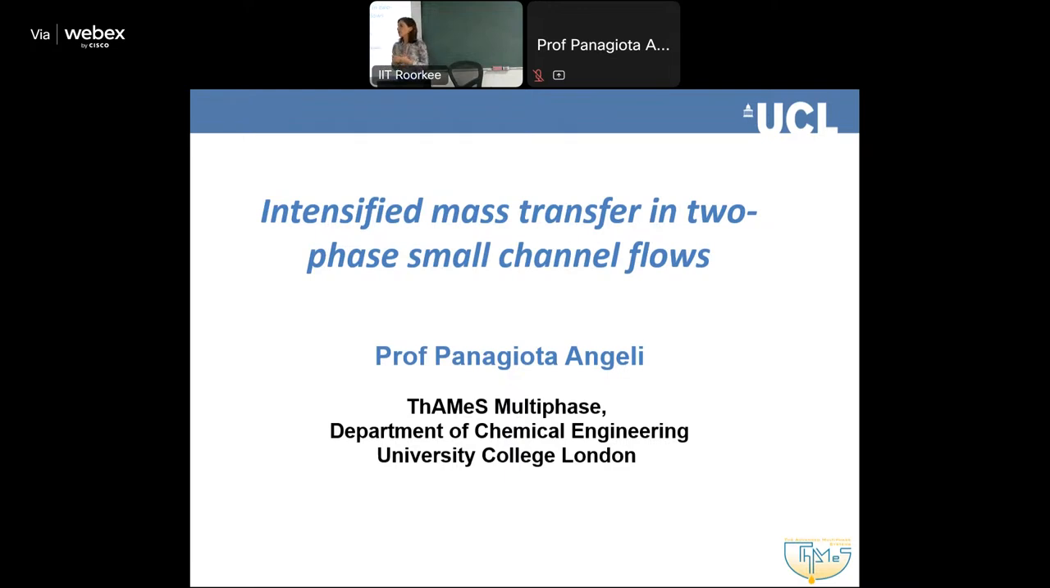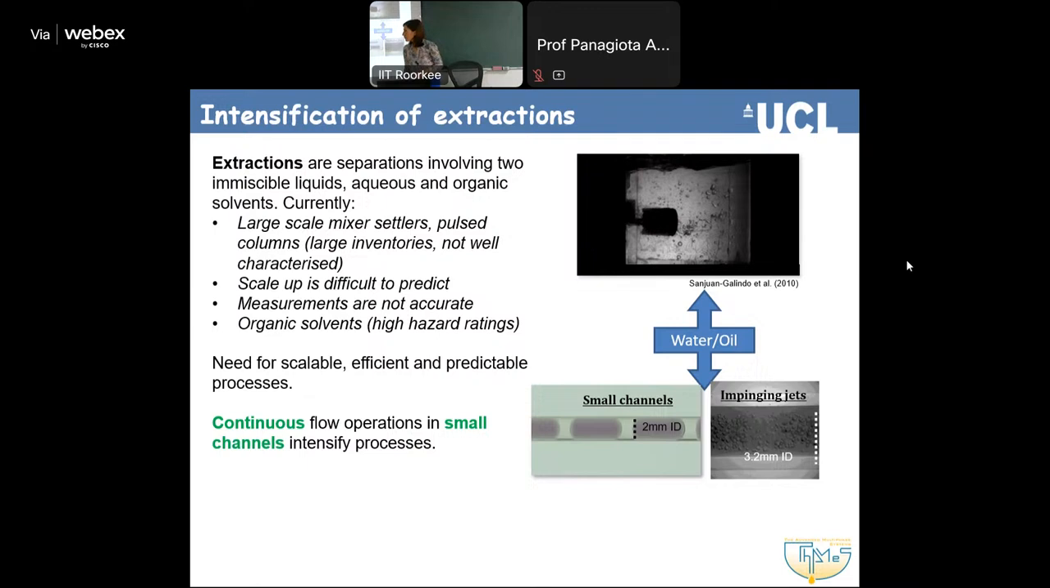So we go a little bit more difficult as we proceed. We'll have the separations, which don't involve reactions, they're physical processes, and then we'll do the reactions as well. So again, just to wake everybody up and to remind things, why do we want to use small channels to do mass transfer operations like extractions?